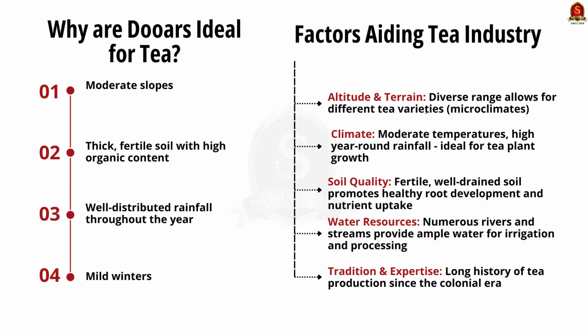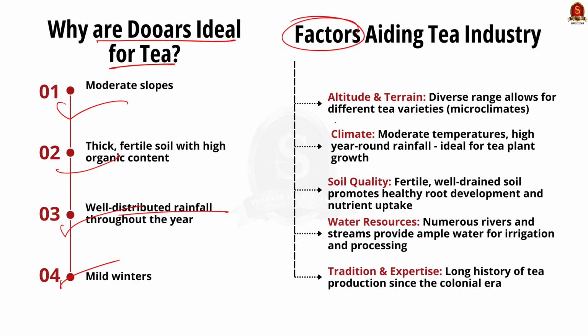Now moving forward, let's see how Duars have become an important center for tea production. See, geographically, Duars are blessed with factors like moderate slope, thick soil cover with high organic content, well-distributed rainfall throughout the year and mild winters. The British, taking advantage of these physical conditions, introduced tea plantation in this region. Now let us see the factors that help tea plantation here.